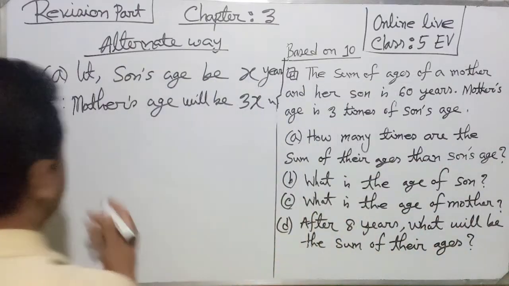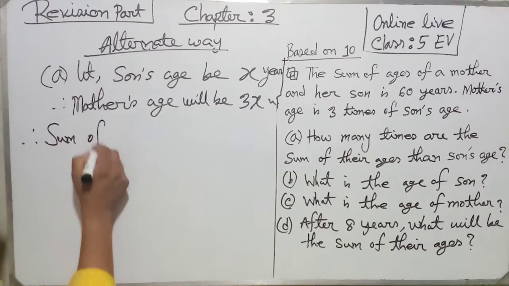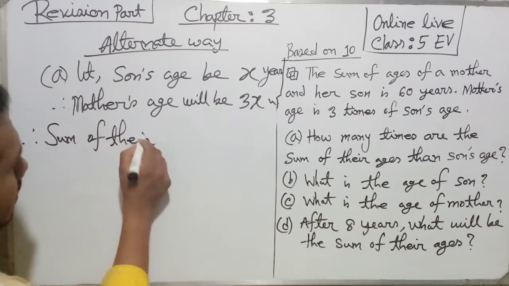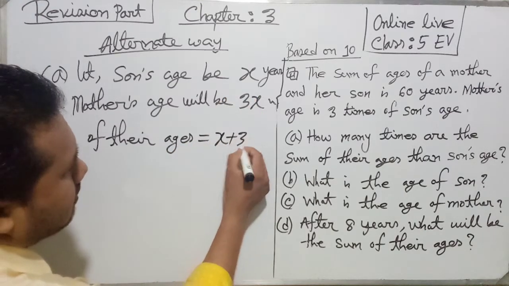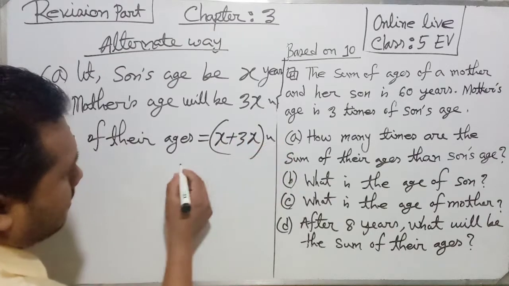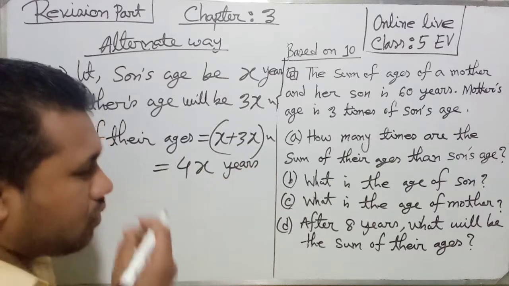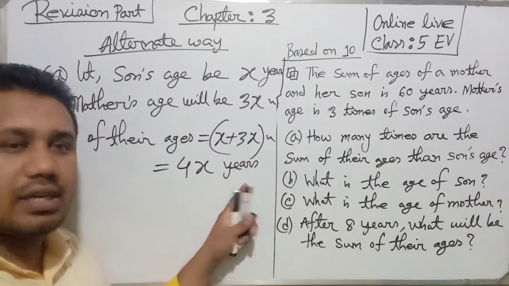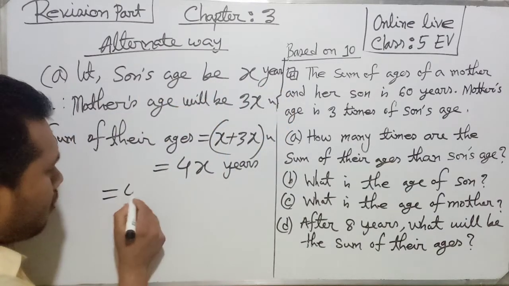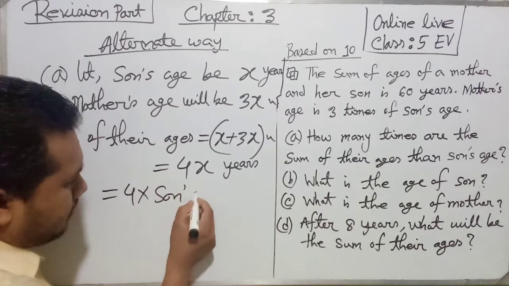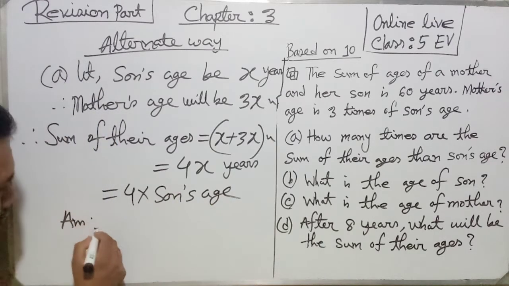Now, therefore, the sum of their ages equals x plus 3x years. That means 4x years. Now look, 4x years. X years indicates the son's age. So we can write 4 times the son's age. So our answer is 4 times.